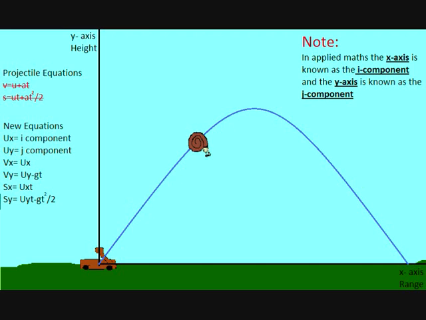equals uy minus gt. sx and sy work under the same conditions, but instead are derived from s equals ut plus half at squared. These equations are sx equals uxt and sy equals uyt minus half gt squared. In these equations, we replace a, the acceleration, with g, the acceleration due to gravity.